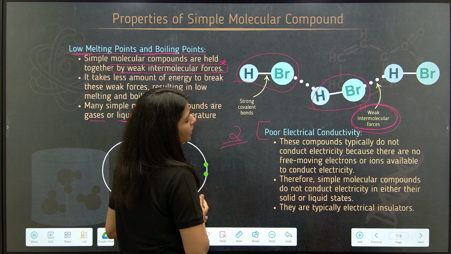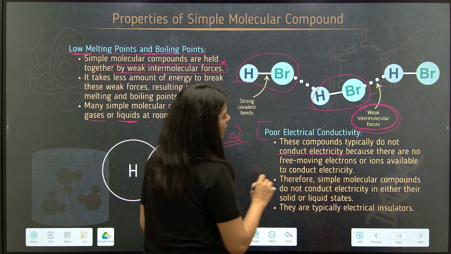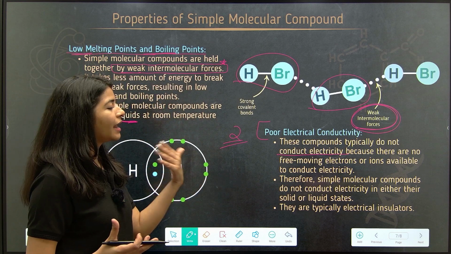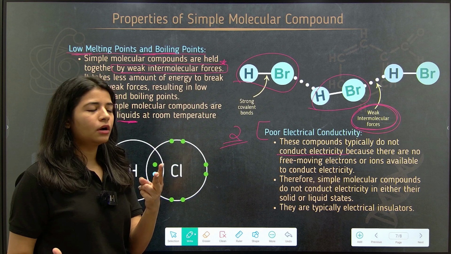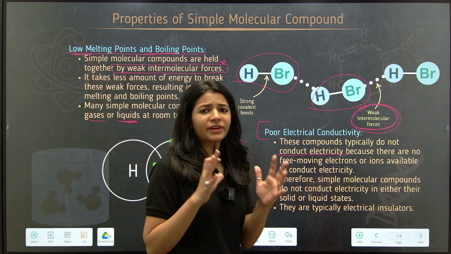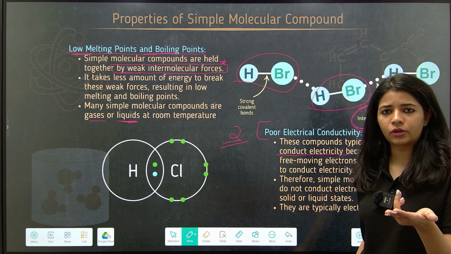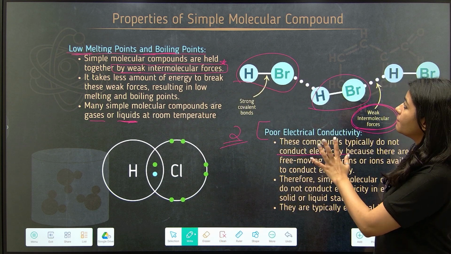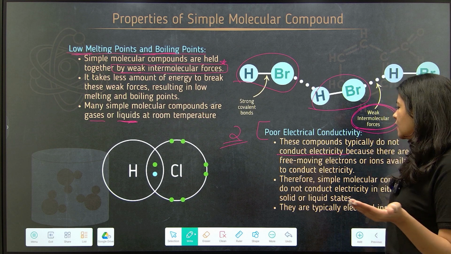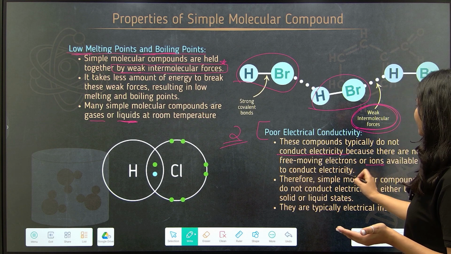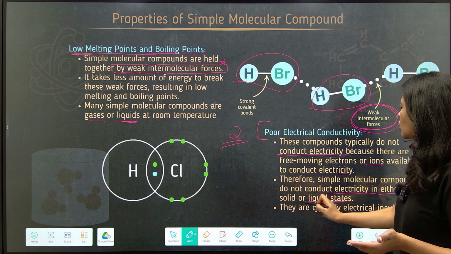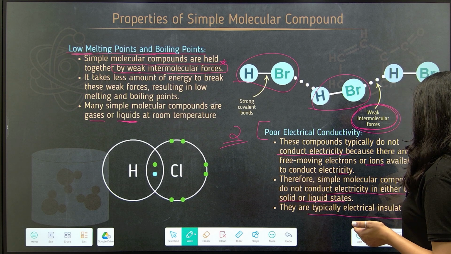These compounds typically do not conduct electricity because there are no free moving electrons. So for electricity to be conducted, either of two things should be present: the compound should have free moving ions or free moving electrons. But the simple molecular compound or the covalent compound does not have either of these. That is why they cannot conduct electricity. Therefore, simple molecular compounds do not conduct electricity in either their solid or liquid state. They are typically electrical insulators.